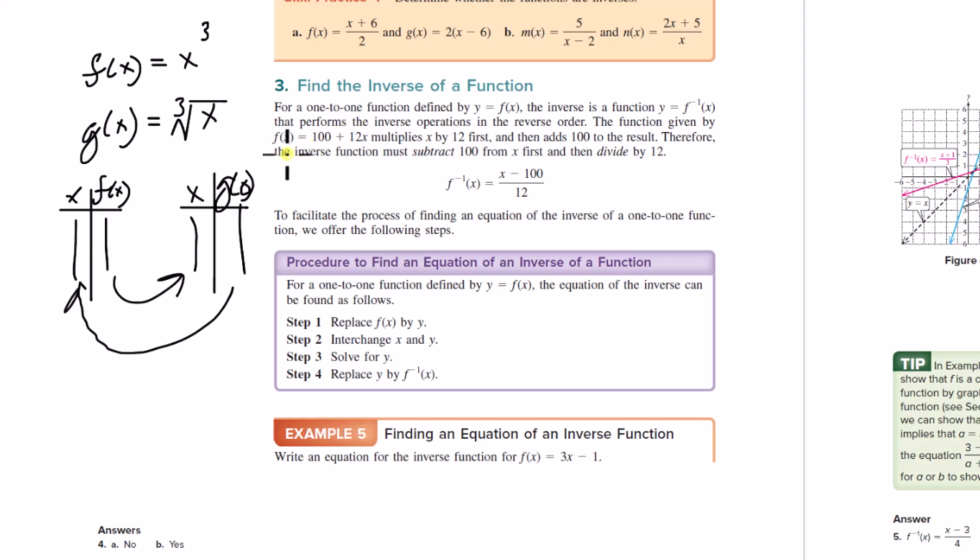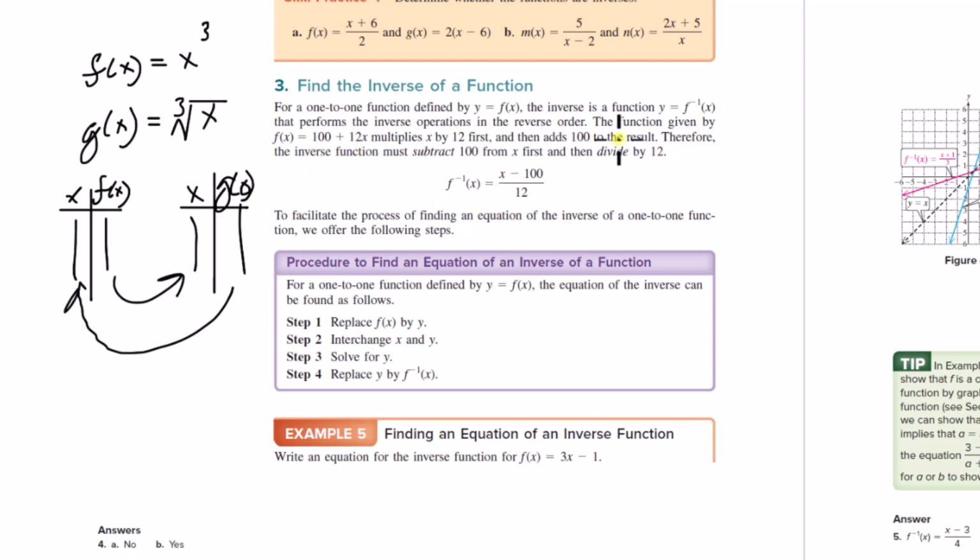So the function given by f of x is equal to 100 plus 12x. What does this do? The text says it multiplies x by 12 first, but we're not reading from left to right or right to left. You input the x, and so you're following the x, right? The x is here. What happens to the x first? It gets multiplied by 12, and then 100 gets added to that result.